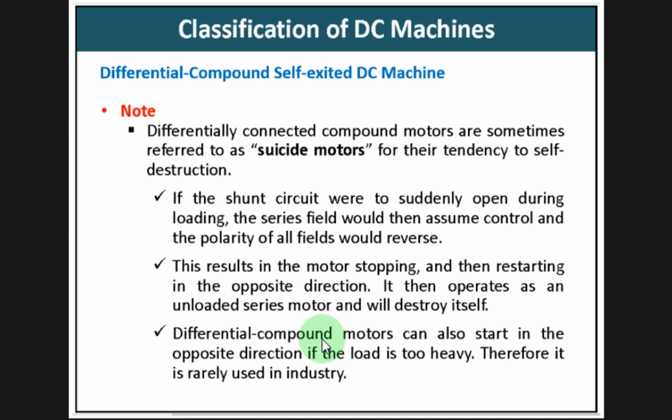The other problem is if the load is very heavy, then the armature current is larger, therefore the series winding field will be larger than the shunt field winding's magnetic field, and it will rotate in the opposite direction. Due to these reasons, differential compound self-excited DC machines are rarely used in industry.